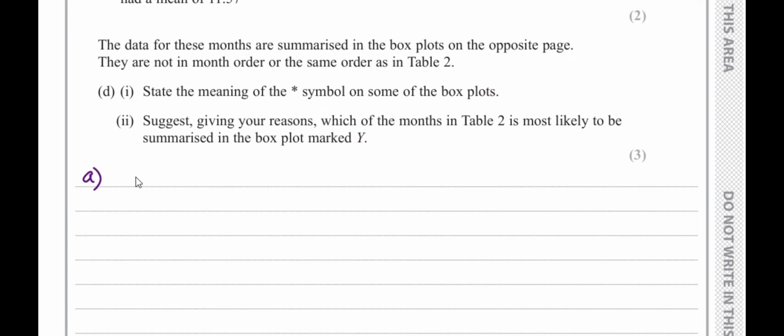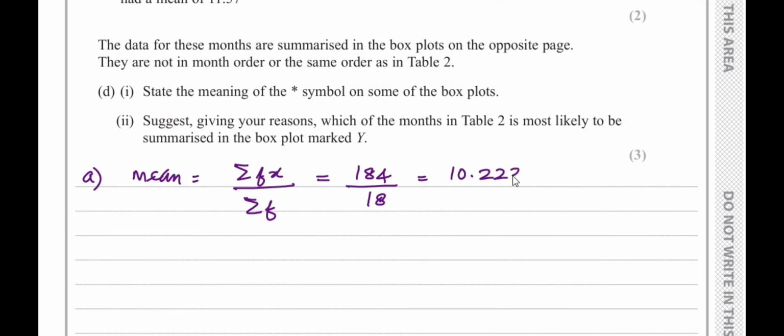So let's write this out. Mean is equal to sigma f x divided by sigma f, where f is the frequency and x is the data for each month. And when you multiply and add, I get 184 and the frequency is 18. That gives us 10.222, and if it is to 2 decimal places, you can say 10.22.